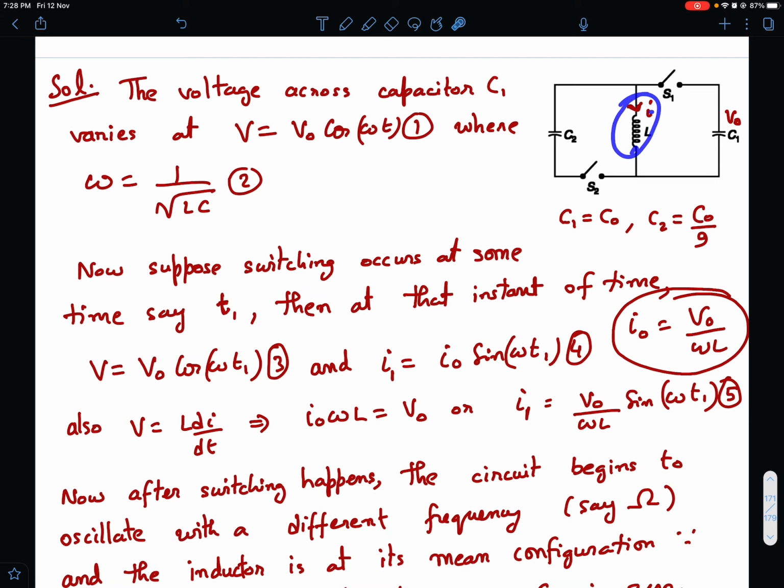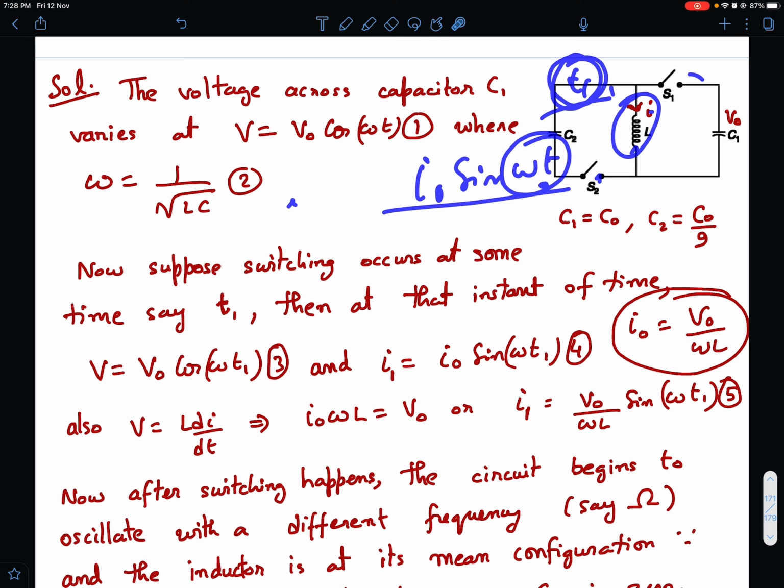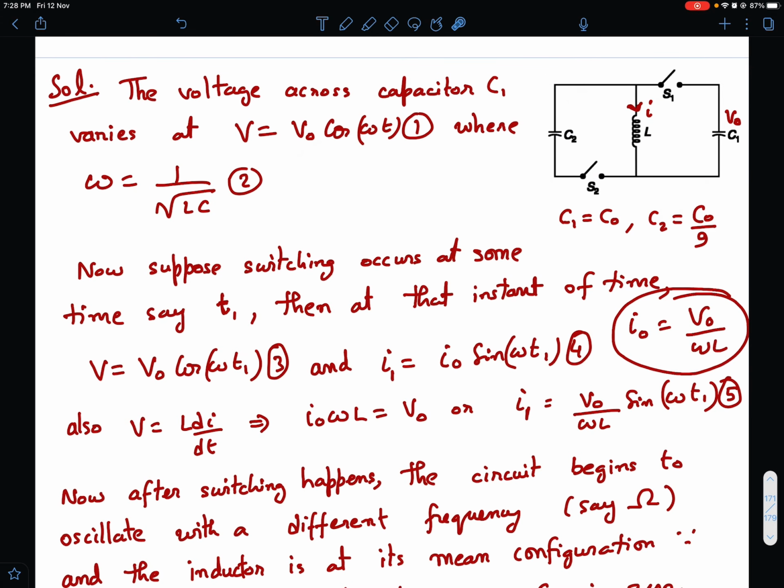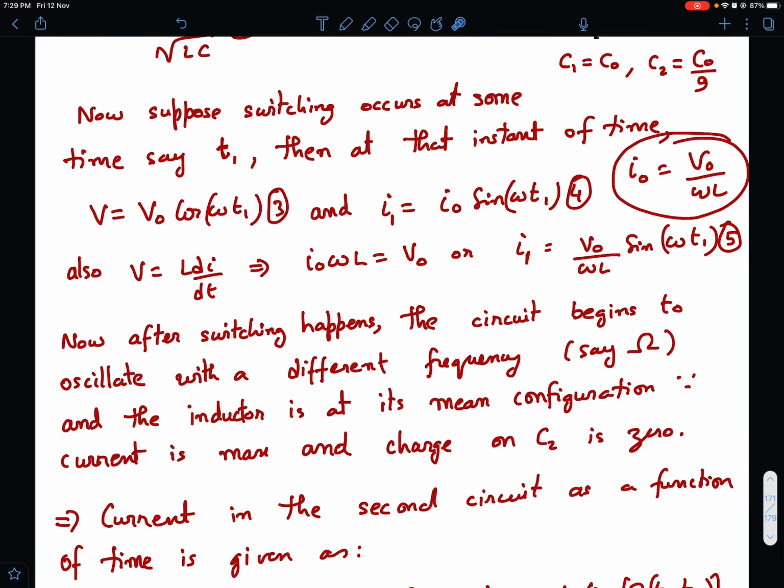If we were to start the clock at this point of time, then this current function would have been I naught sine omega t. But our clock was started earlier. How much time earlier? It was started t1 time earlier. So if I go by the original clock, instead of this t, we should write t minus t1, because we are measuring time according to the original clock. If in this clock t seconds have passed, then according to the earlier clock, t minus t1.